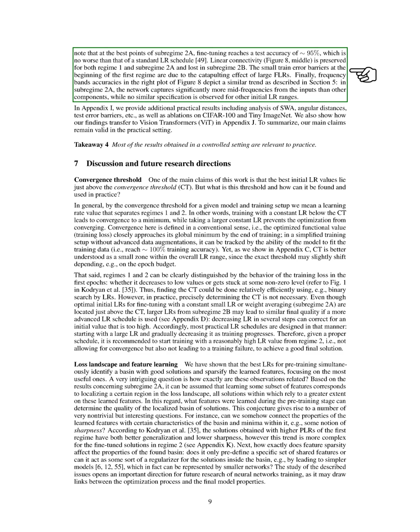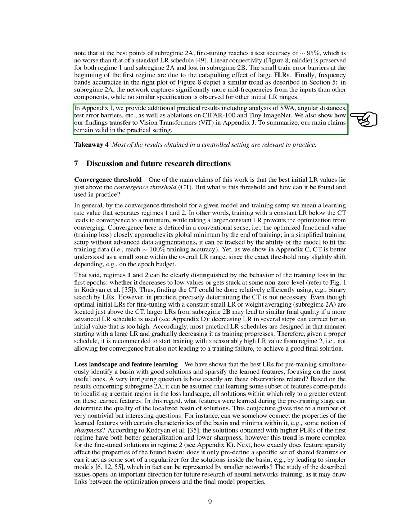Notably, in the best points of the second subregime, fine-tuning achieves a test accuracy of around 95%, comparable to a standard learning rate schedule. We observe that linear connectivity is maintained in both the first regime and the second subregime A, but is lost in the second subregime B. The small training error barriers at the start of the first regime arise from the large learning rates. Additionally, the accuracy of frequency bands shows a similar trend. In the second subregime, the network captures significantly more mid-frequency information from the inputs compared to other ranges.